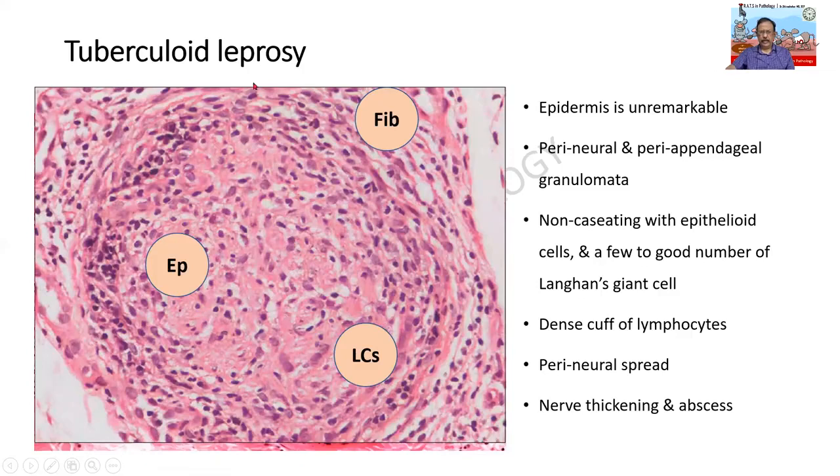This is a higher magnification of it. I hope you people are able to appreciate the pale cells over here. This is the cytoplasm and this is the nucleus. And these are all the epithelioid cells over here. Towards the periphery, I am finding a band-like or interwoven cells, which are the fibroblasts. And there are some dark cells called the lymphocytes. So these constitute a granuloma. The difference between tuberculosis and this is that here it is non-caseating. Non-caseating granuloma, dense cuff of lymphocytes, perineural spread, nerve thickening can be there. Sometimes there can be a nerve abscess. I shall show you what it is.